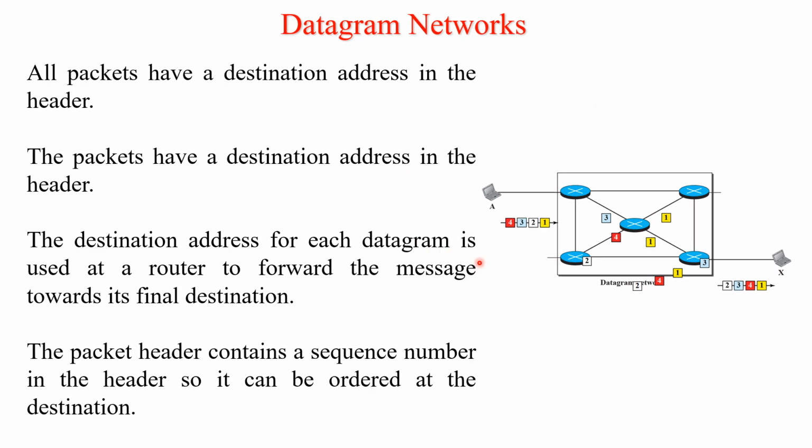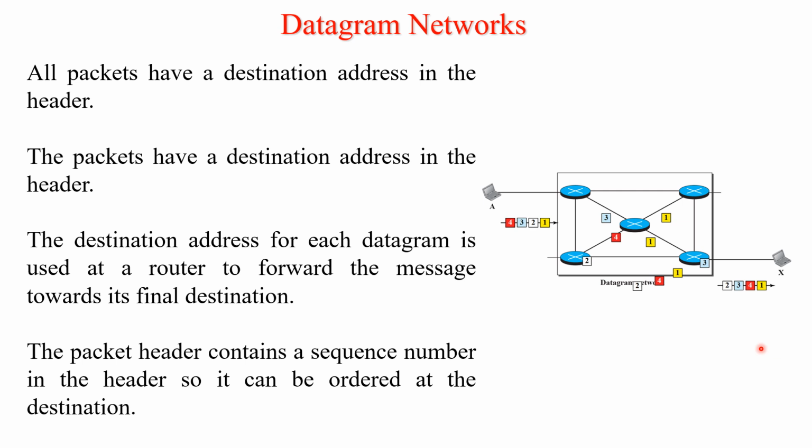Each packet in a datagram network has a destination address included in its header. This address is used by the routers to direct the packet through the network towards its intended destination. As the packet travels through the network, routers use the destination address to make decisions about which path to take. This allows packets to be forwarded independently, with each potentially taking a different route.